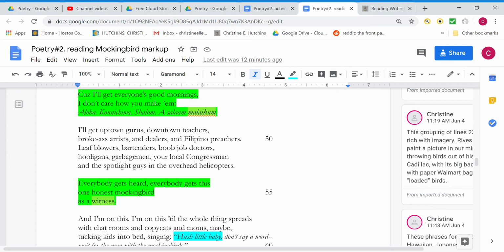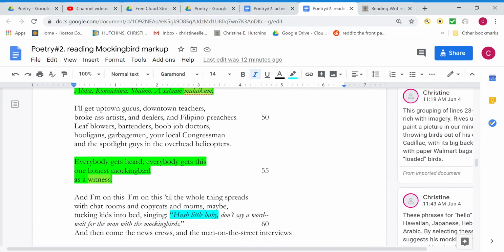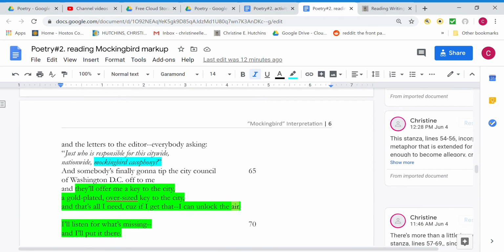So it's the scenario of a courtroom where the one true witness, your mockingbird, will tell the court, the judge, the jury, the audience exactly what your life and experiences were like and stand up for you in the court of law to properly represent you. So it's the one honest mockingbird.